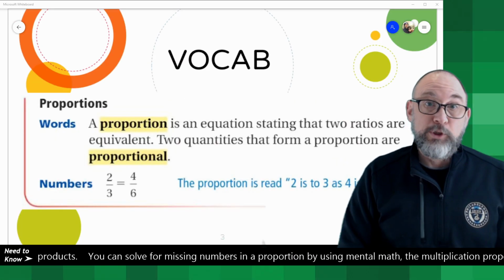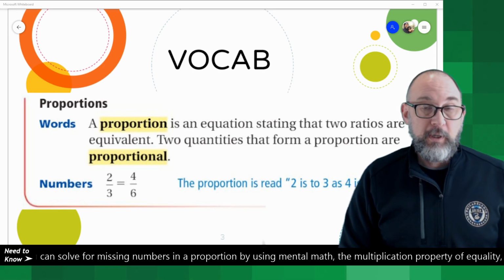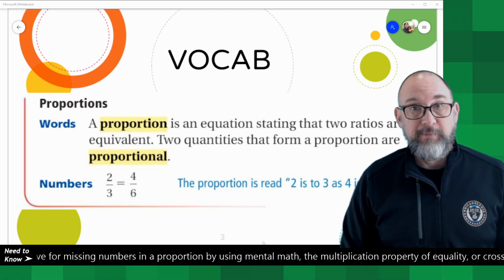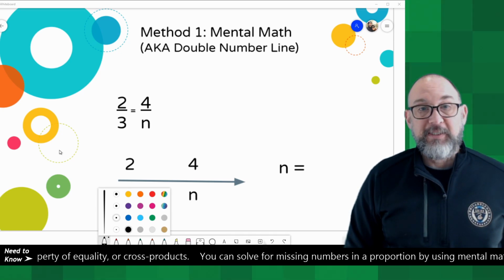Quick reminder of what a proportion is. It's an equation that states that two ratios are equivalent. So what's on the left is equal to what's on the right. So the first method is mental math. You've already done this. You want to think about this like it's the double number line.